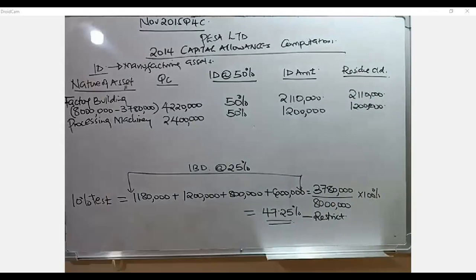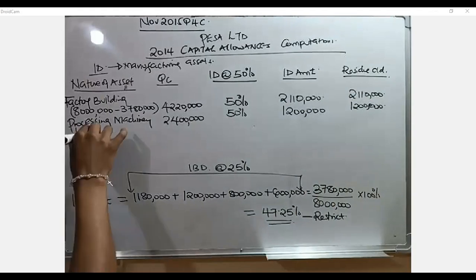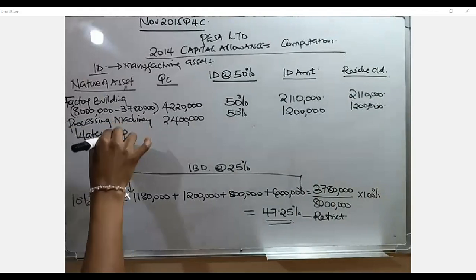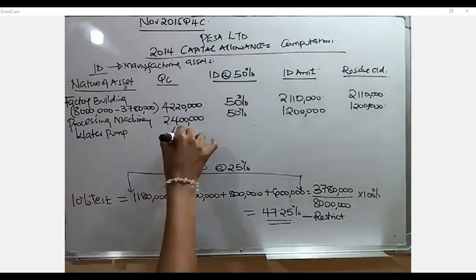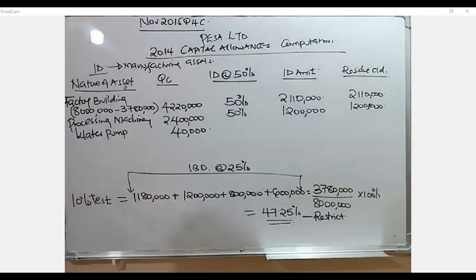I'm given saloon car, which does not qualify for ID, neon sign, which does not qualify here, computer, delivery van, furniture and fittings, water tank, but we have water pump. So water pump qualifies for ID. I'm given 40,000. I could see there is an area where I was able to make an error.